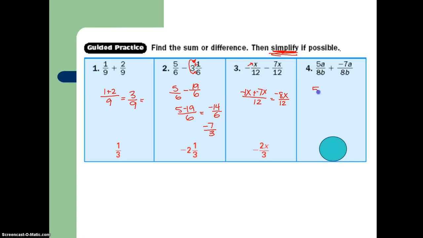For number 4, we have 5a plus negative 7a all over 8b. We can combine the numerators because they're like terms. 5 plus negative 7 is negative 2a over 8b. Simplify the fraction. Both divide by 2. Negative a, because 2 divided by 2 is 1, 4b.